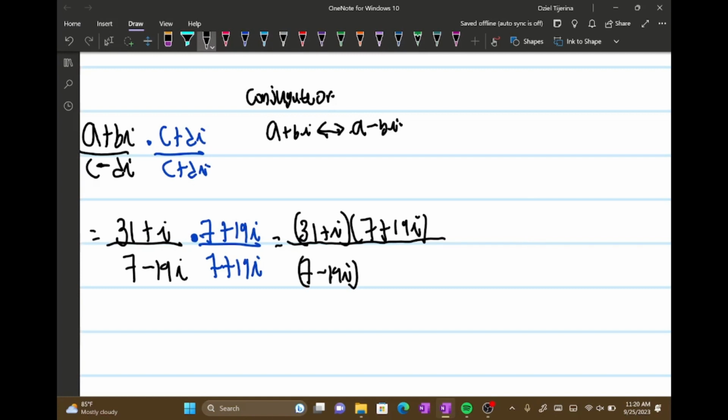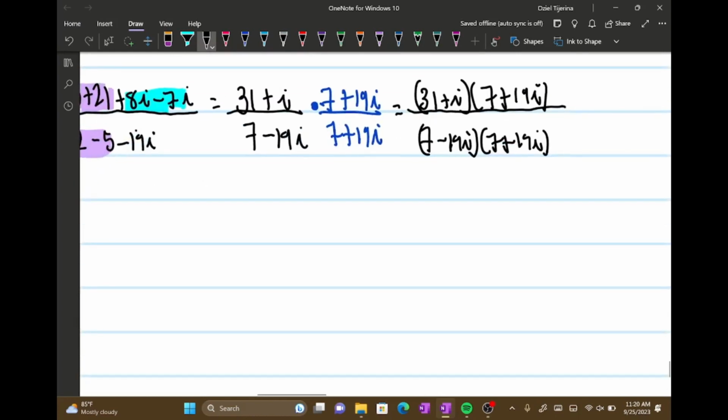So in case y'all don't remember, if I have a minus b times a plus b, and I'm sorry if this is taking me so long, guys. This is a very lengthy problem. This is going to be a squared minus b squared.